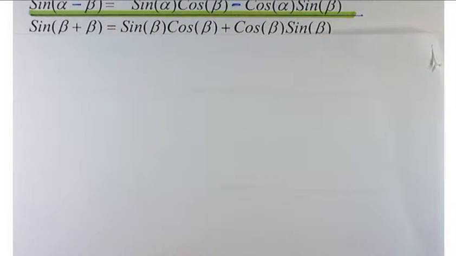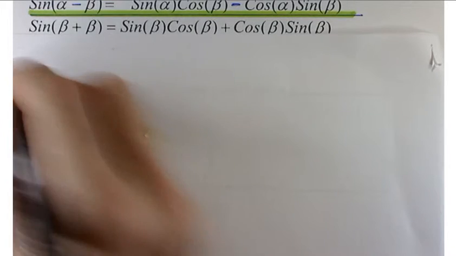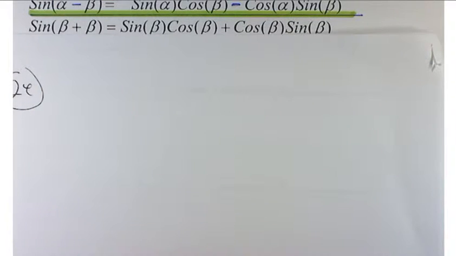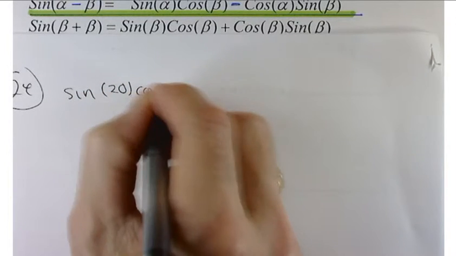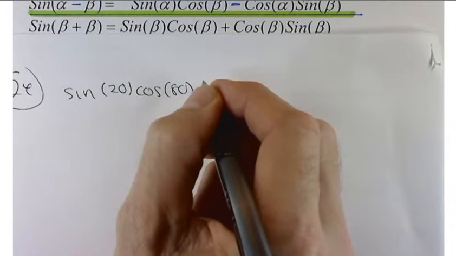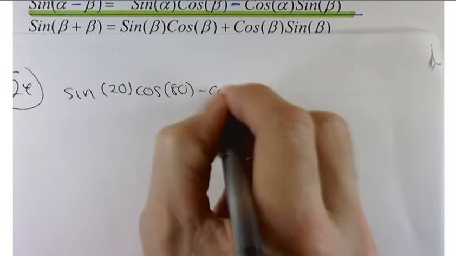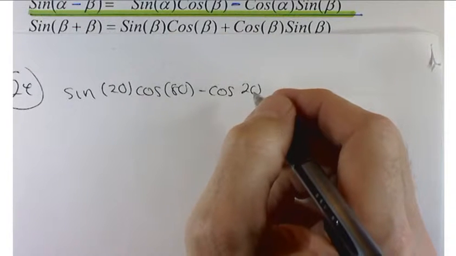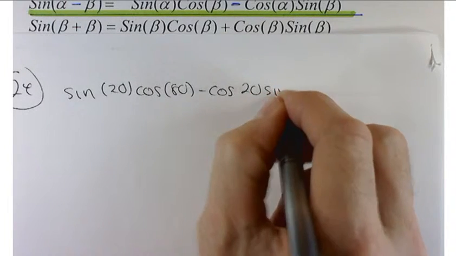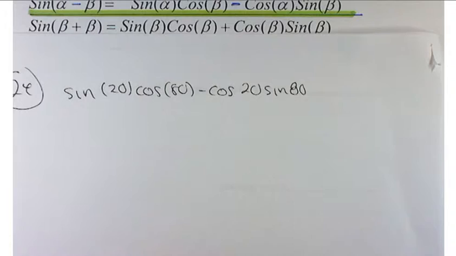It's a nice application of this. There you go. So problem 24. Sine of 20, cosine of 80, minus cosine of 20 times the sine of 80. Yeah, sine of 80. Now the question asks you to find the exact value of this.